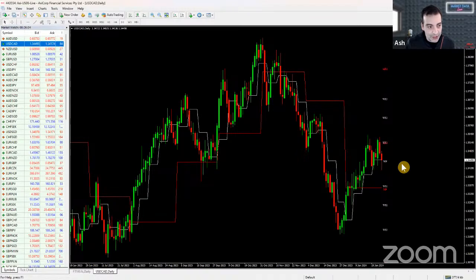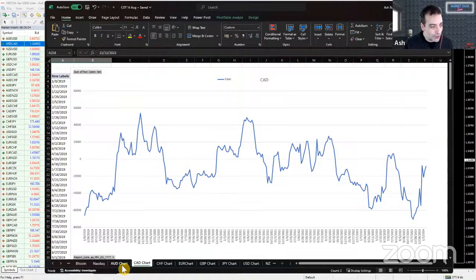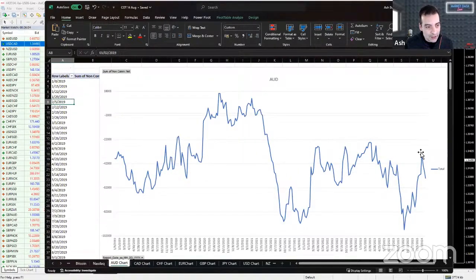They held interest rates. The interesting thing about the CAD, now I'm going to bring some other background data in here, and that's the COT data. If we look through the COT data, look at the Aussie. This is what's been going on with the speculators with the Aussie recently, selling it off, and that's matched what's been going on.